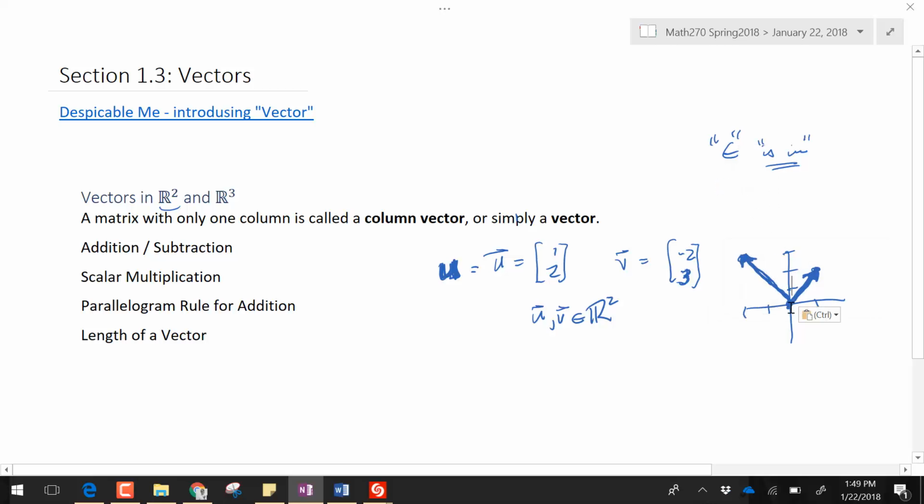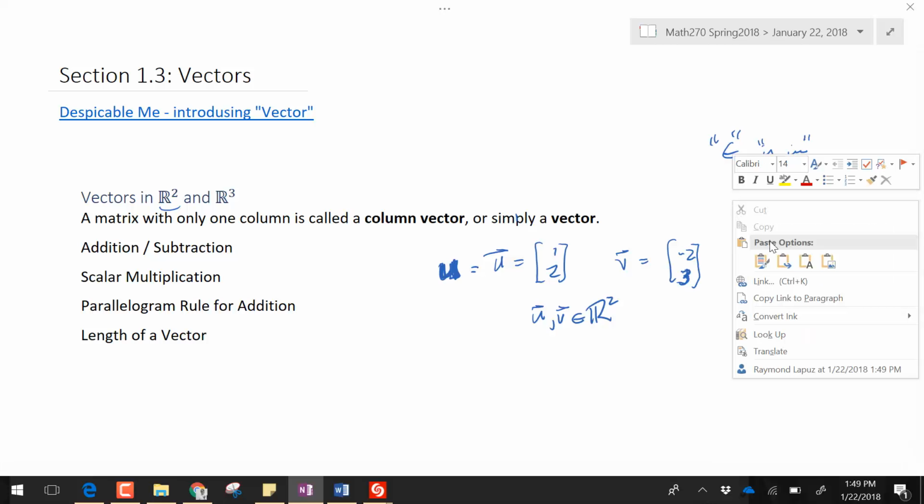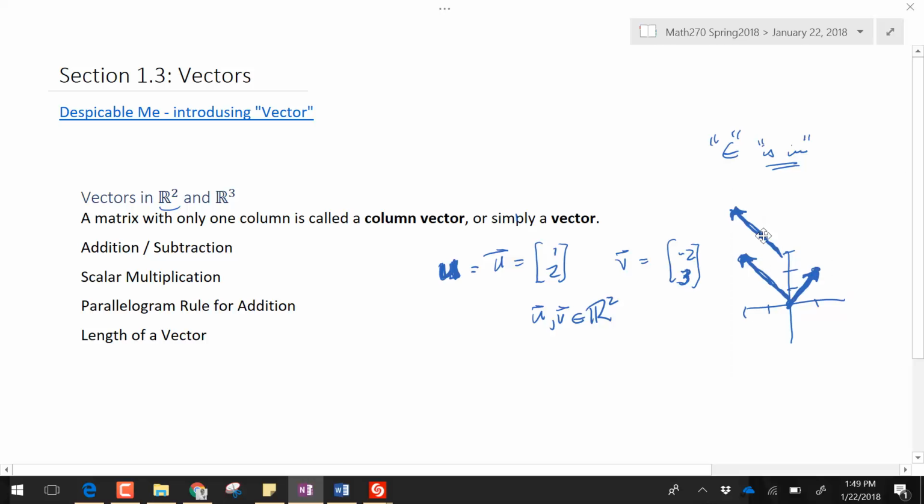Control C, Control V. Copy, paste. There he goes.